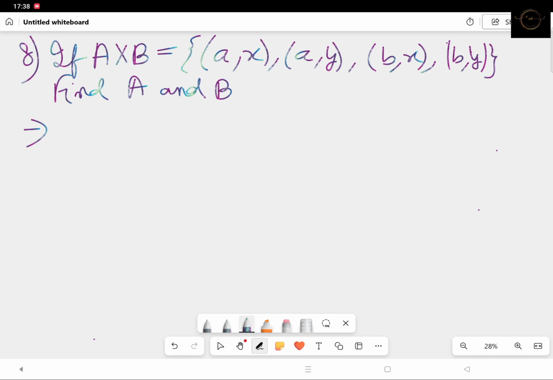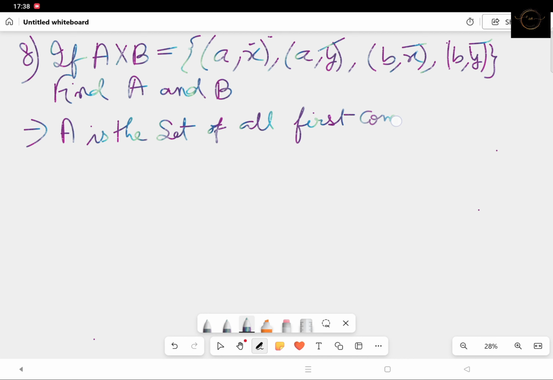Very easy. What about capital A? Capital A is the set of all the first components in the ordered pairs of A into B. What are the first components? a and b. And B is the set of all second components of the ordered pairs. What are the second components? x and y. So from there you can find the sets A and B easily. First write down A is the set of all first components in the ordered pairs.